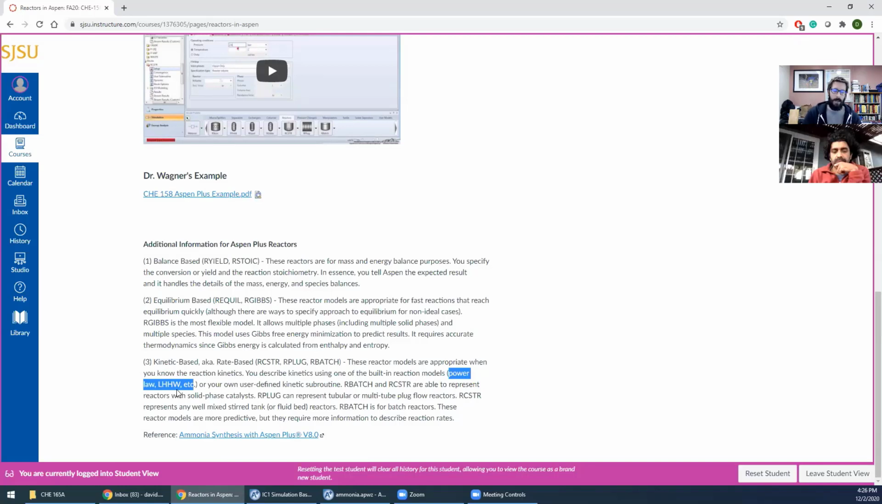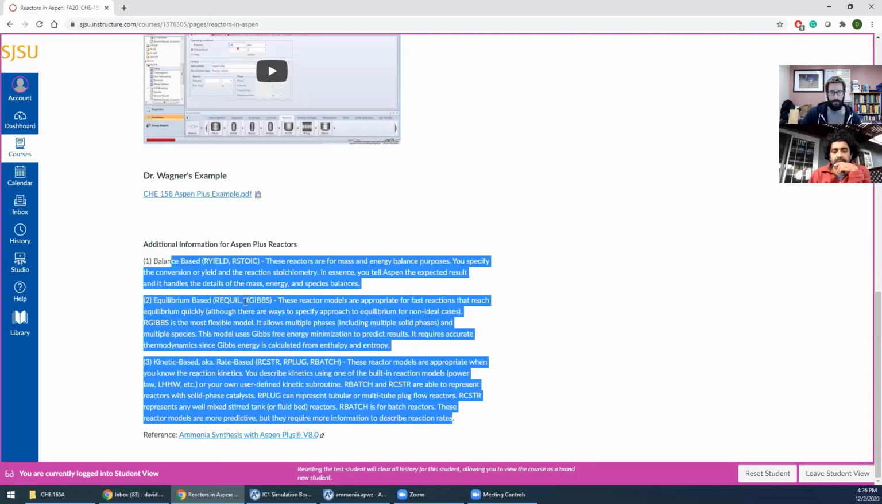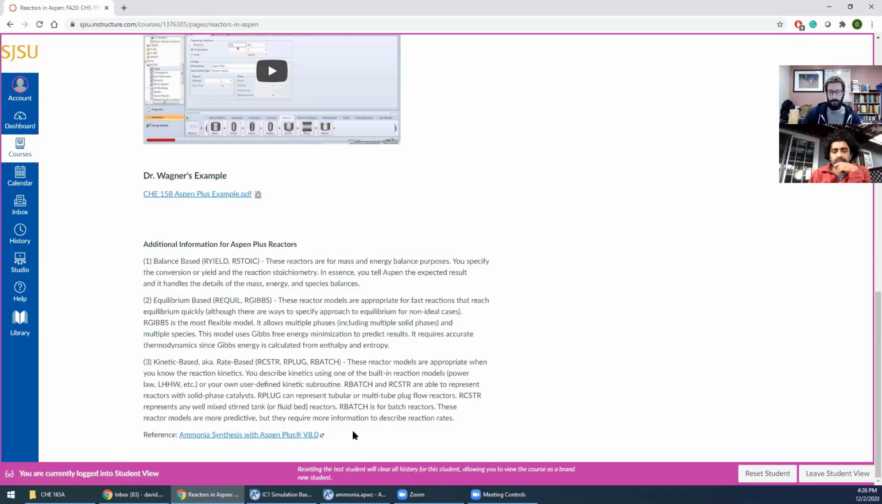So LHHW is where you can put in adsorption and desorption. You can put in different driving forces. It can get pretty complicated pretty quickly, as some of you know from your senior projects. But yeah, so the 7 reactors, and these 3 points here are taken from this reference. So if you want to check out some more from this organization or the university, go ahead and click on that link. But right now, I'm going to open up the example.